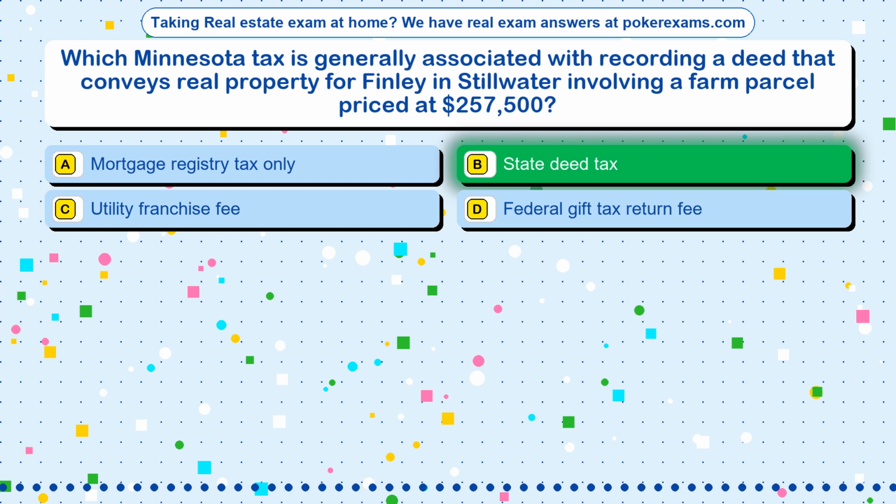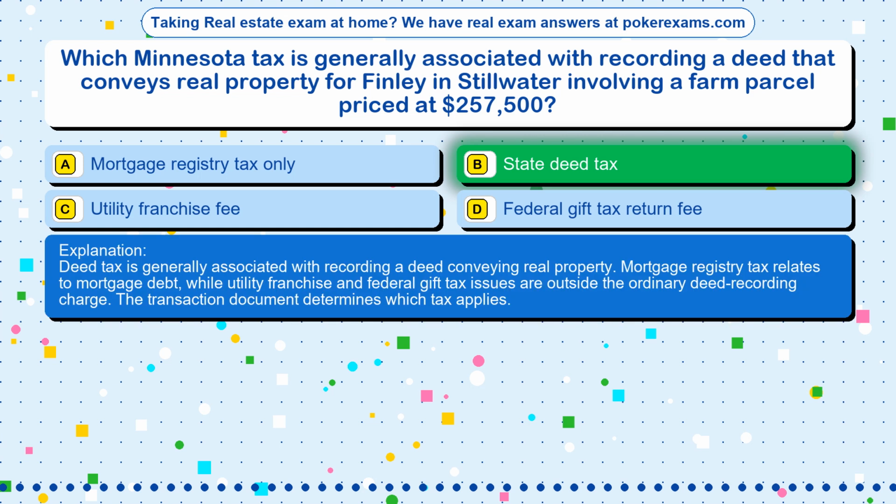The correct answer is option B. State deed tax. Deed tax is generally associated with recording a deed conveying real property. Mortgage registry tax relates to mortgage debt, while utility franchise and federal gift tax issues are outside the ordinary deed recording charge. The transaction document determines which tax applies.